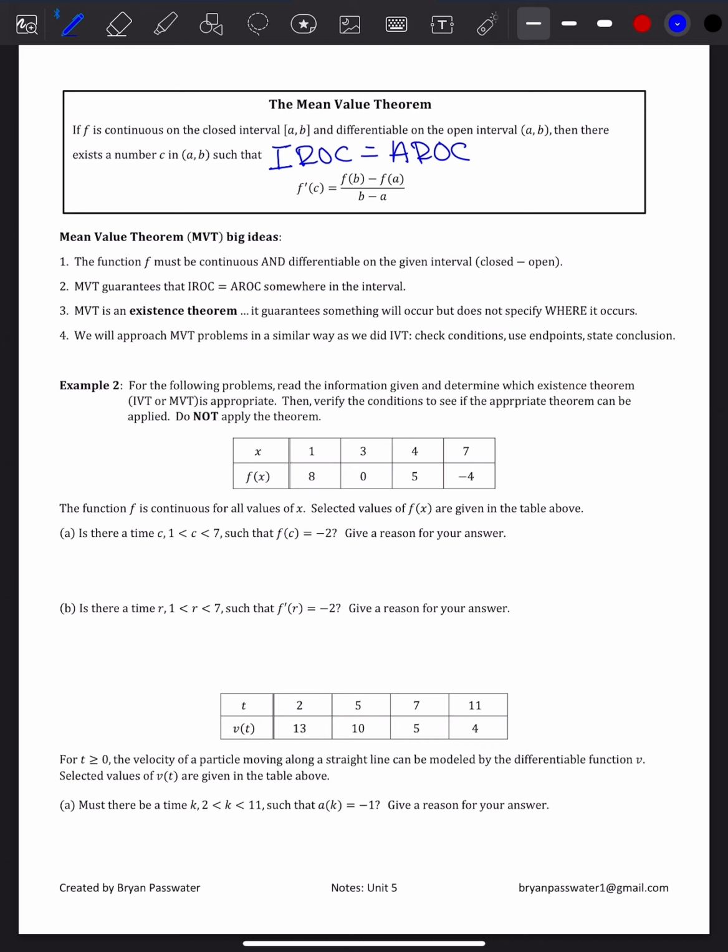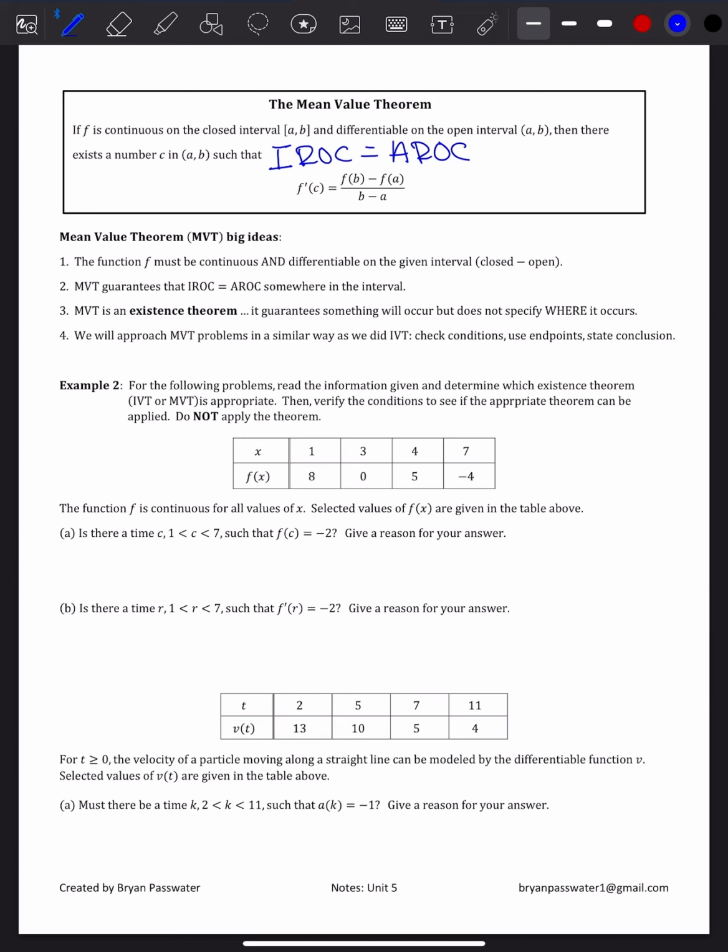So we need to remind ourselves that this is an existence theorem, and we are not going to find answers all the time. A lot of the time we're just going to be asking, is this available? Is this something that we have, but not find it? So for the following problems, read the information given and determine which existence theorem, IVT or MVT, is appropriate. Then verify the conditions to see if the appropriate theorem can be applied. Do not apply the theorem.